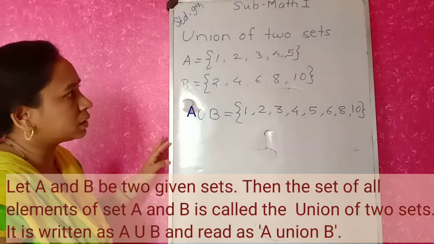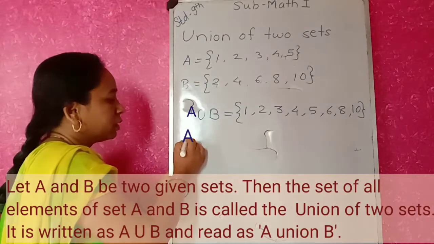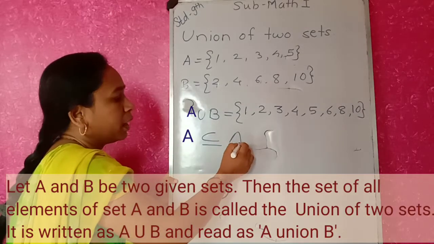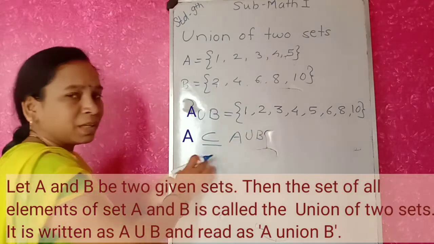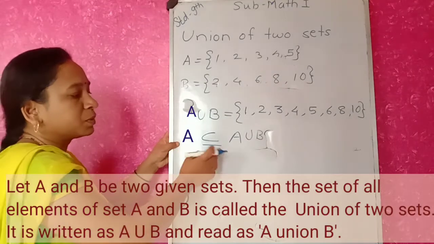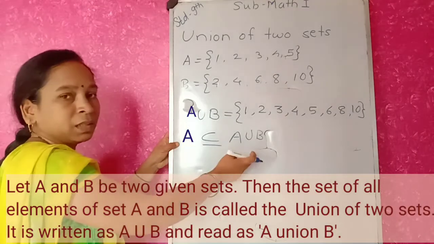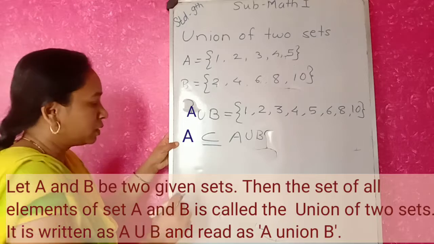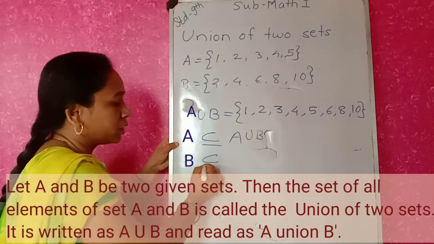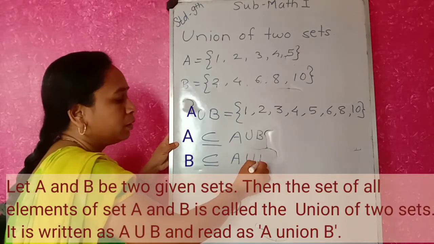Now here I can say that A is a subset of A union B. What is the meaning of this? A is a subset, meaning all elements of A are present in A union B. In the same way, B is also a subset of A union B.